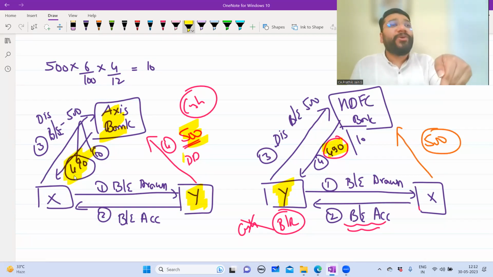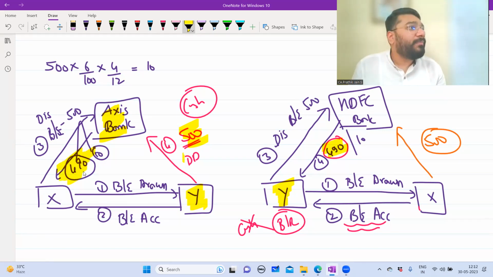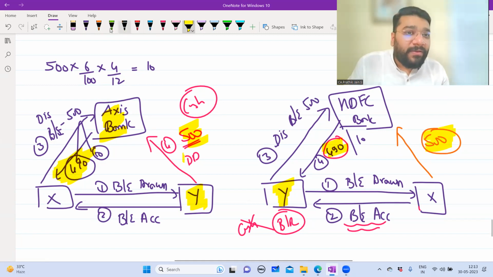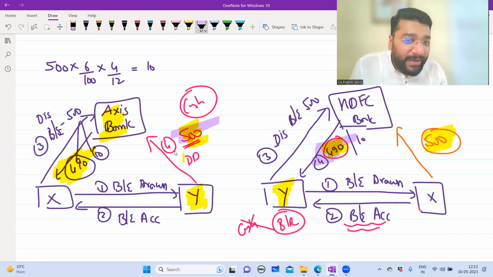If Y did not execute a bill of exchange, how would the money be received from the bank by X? So X has already received 490 rupees here. That same 490 rupees will make the payment here. Y has already received 490 here. He'll make the payment of 500 here. Swap.